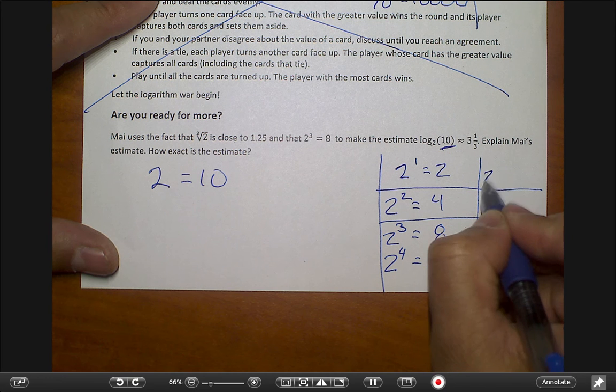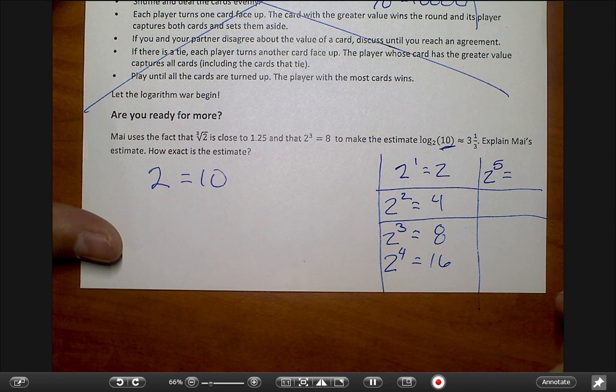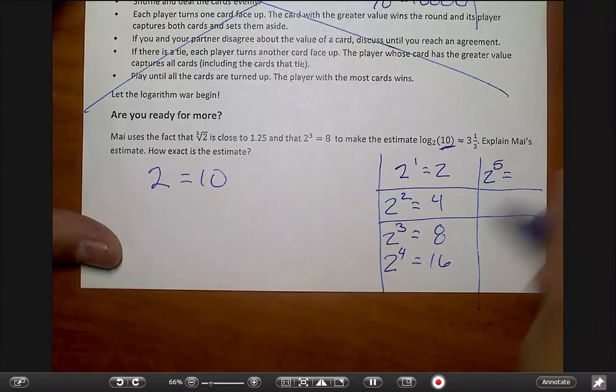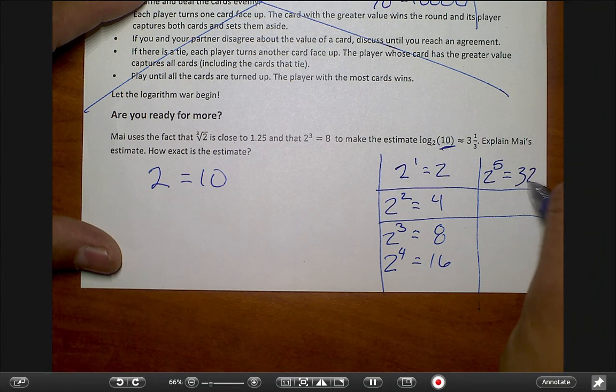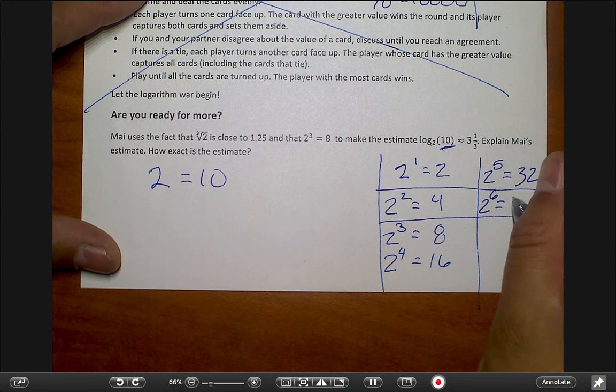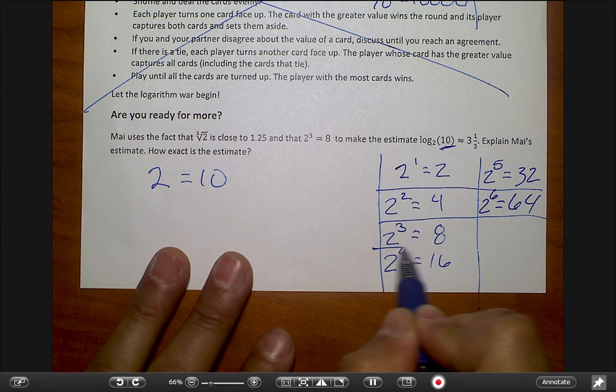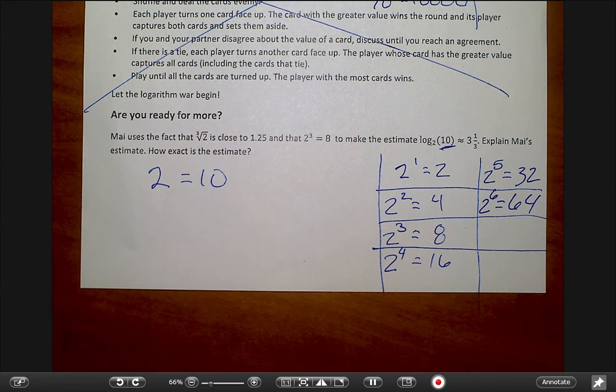And what about 2 to the fifth? 32. It's my previous number times 2. And 2 to the sixth? Yeah, it is 64. That's as far as we need to go on that. All right, so I'm going to use this information right here.